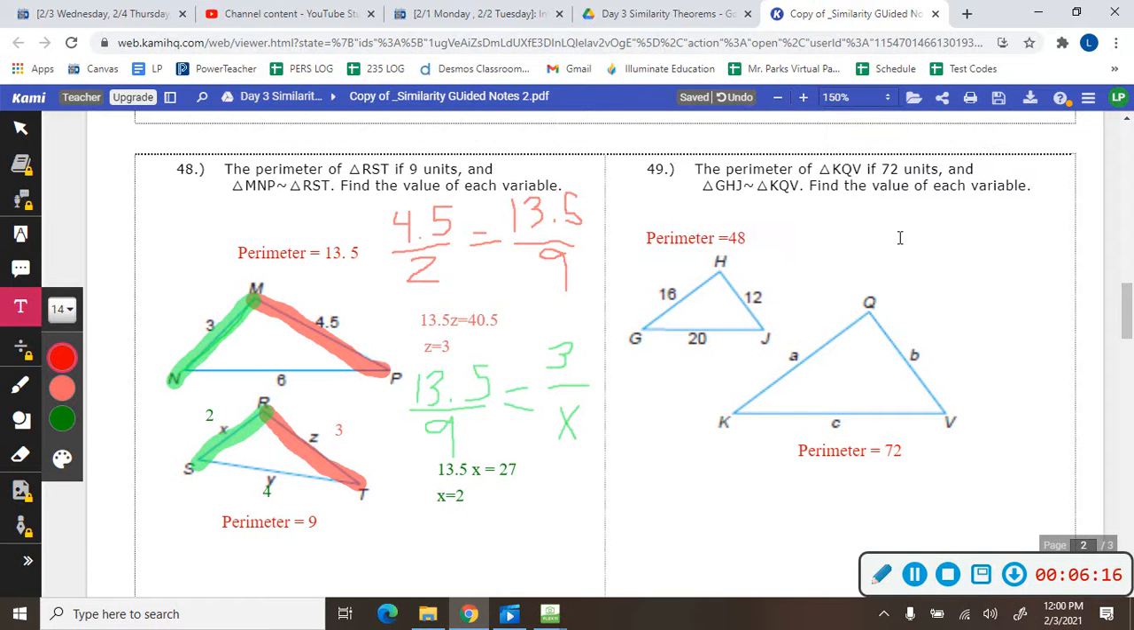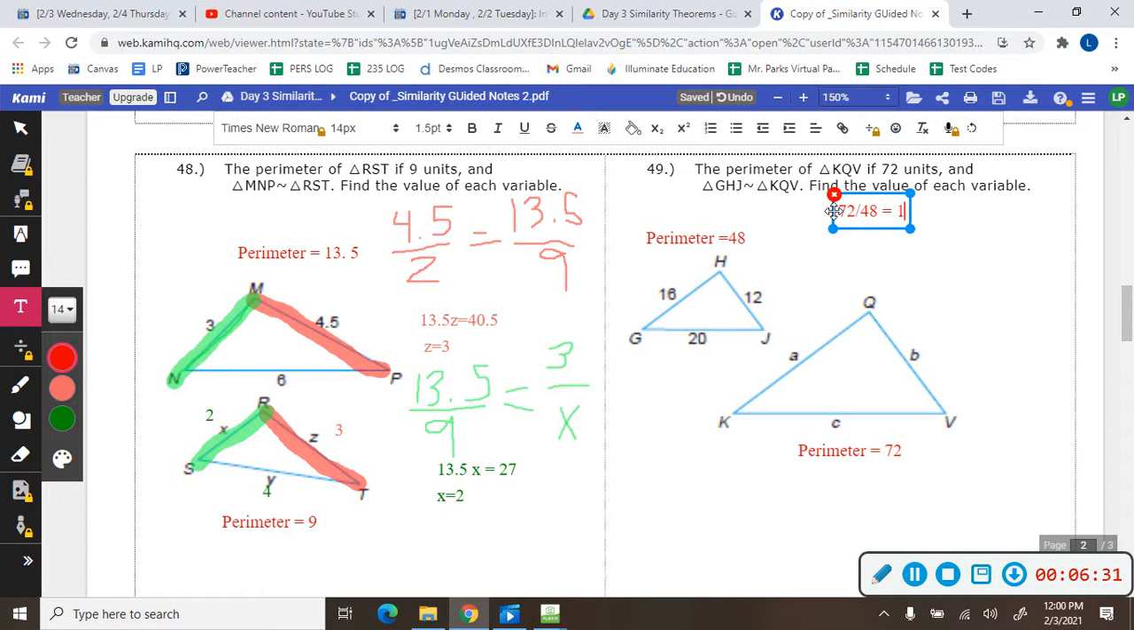I'm going to do this problem a little bit easier, I think. So we're going to take 72 divided by 48 and see what that is. So if I take 72 and I divide that by 48, I get 1.5. So what that means is, to go from small to big, I just multiply by 1.5.